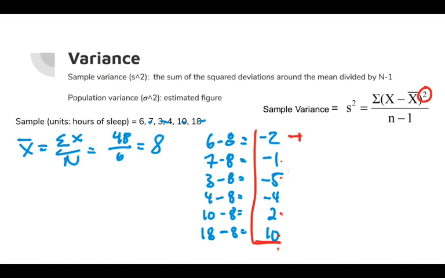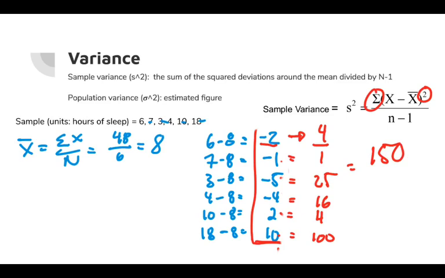Okay, so if I look at each of these things and square them, I end up with 4, 1, 25, 16, 4, and 100. Now that I found the difference and squared the difference, I can sum everything. So I add up everything on my list, and this just happens to sum to 150.